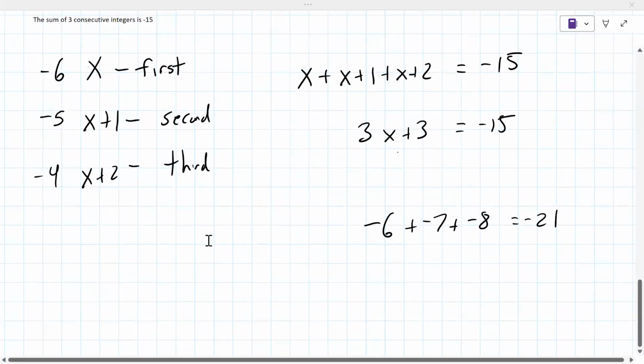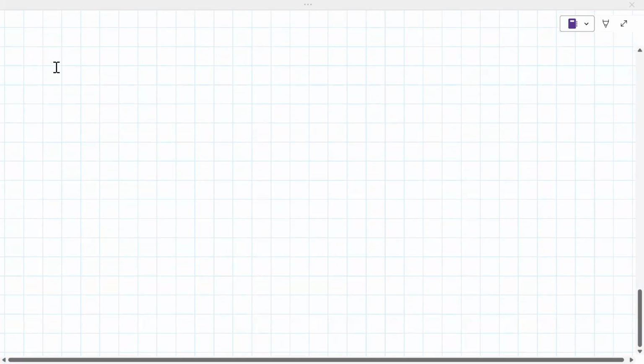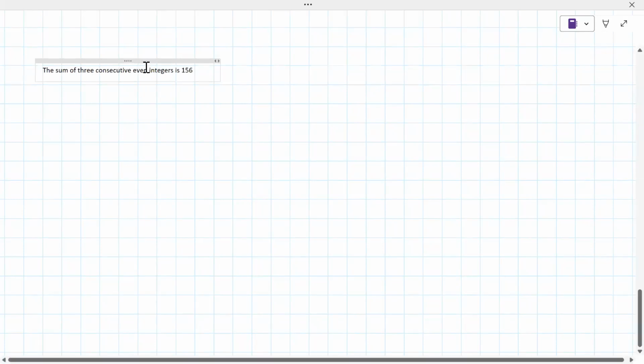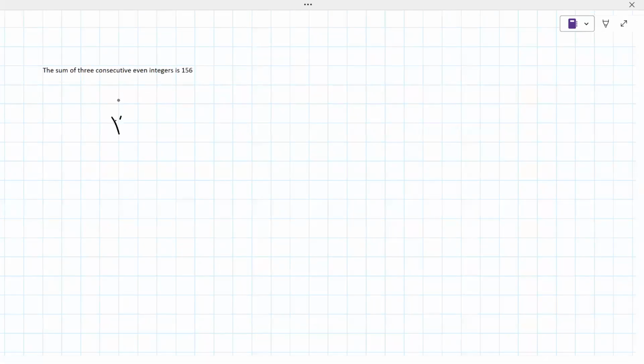Okay. You ready to do another one? Yeah. All right. So this time we're going to do the sum of three consecutive even integers is 156. The important word that I've added here is that they're now even. So you specify that x is the first even. It's the first number and it's even.